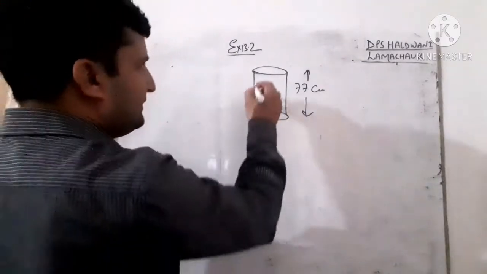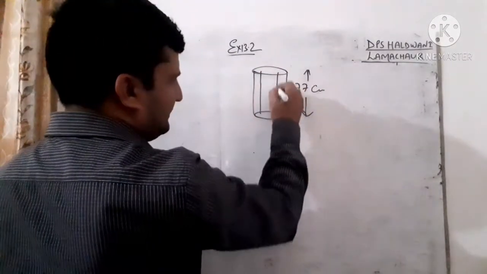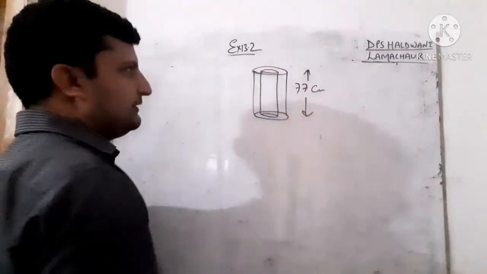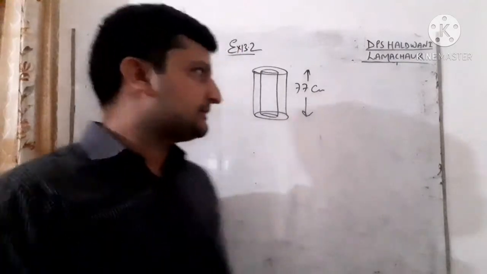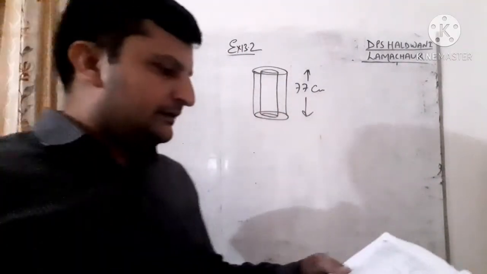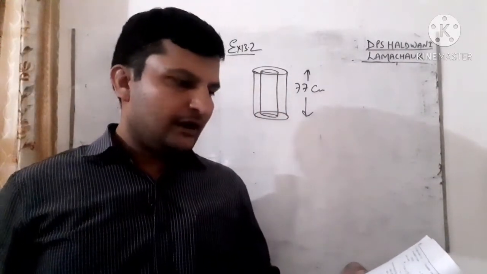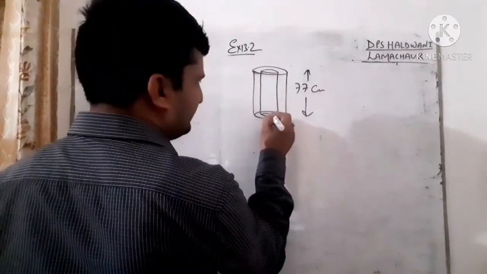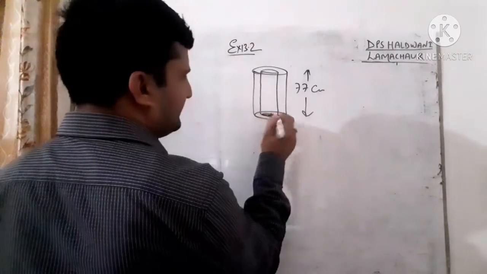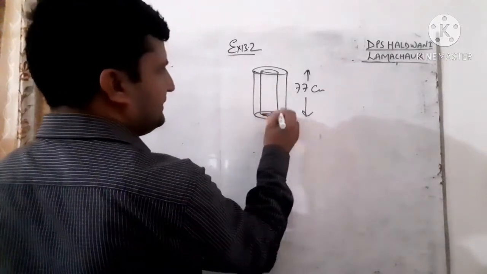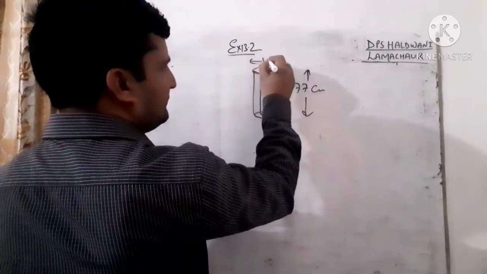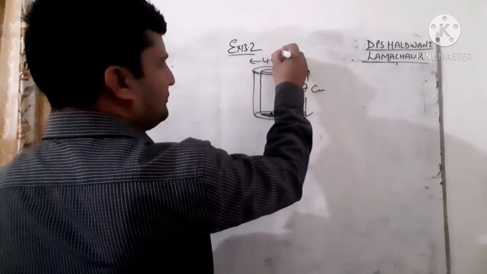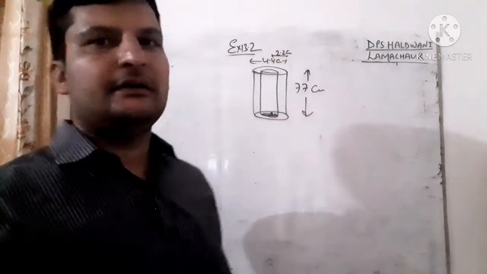So student, now the inner diameter is given, which means we have to make one more cylinder also here. Inner diameter of the cross section means this part is 4 centimeter and the outer diameter is 4.4 centimeter. This diameter is 4 centimeter, so the radius will be 2 centimeter, and this total is 4.4 centimeter. It means the radius we can write as 2.2 centimeter, because radius is half of this.